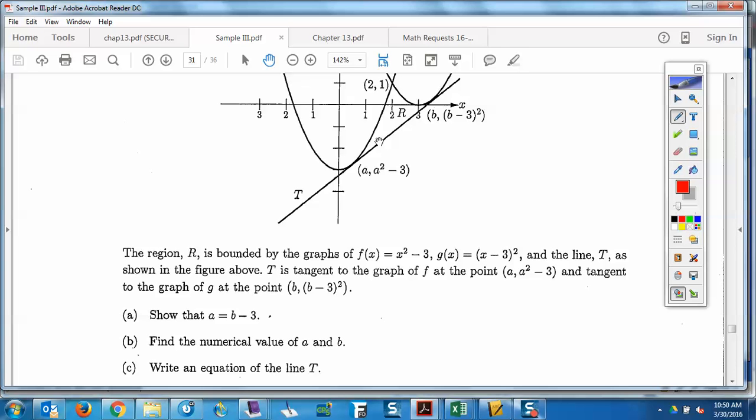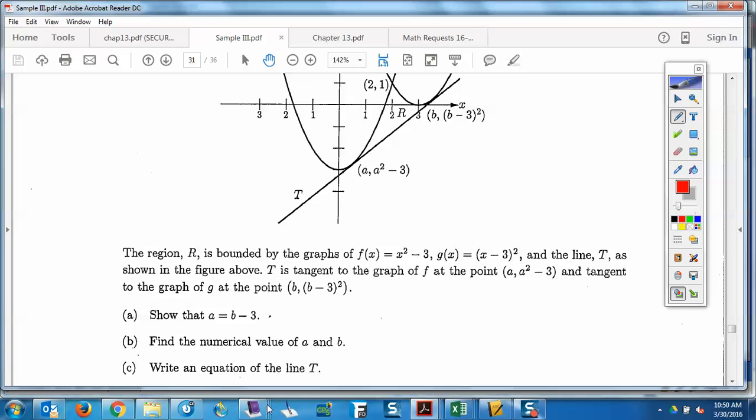If I took this whole picture and shifted it down so it was all down here, would R be any different? Would the region R be any different? If I took this line and these two parabolas, shifted the whole picture down, would region R change? Or if I shifted it up, would region R change? No.